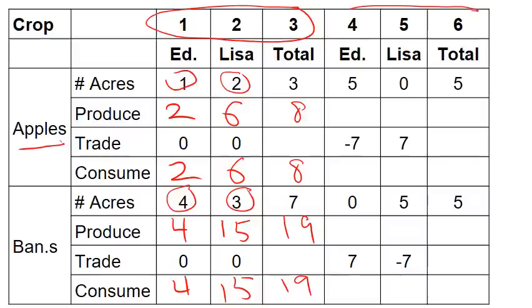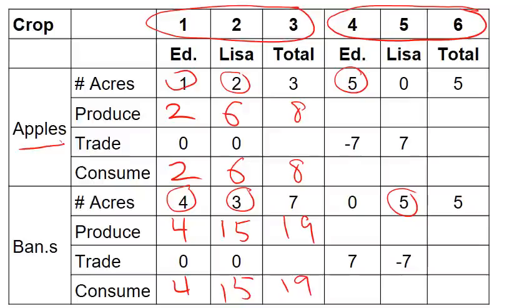Now, columns 4, 5, and 6 look at what happens when Edward specializes in producing apples. He uses all of his acres to grow apples. Lisa specializes in growing bananas. She uses all of her acres to grow bananas, and they trade. Edward exports 7 apples to Lisa, and Lisa exports 7 bananas to Edward. Since it's a 1-for-1 trade, the price of trade in this example is 1 apple per banana, or 1 banana per apple.